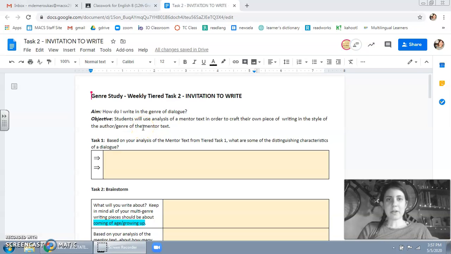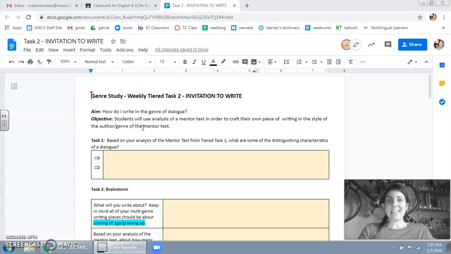Hey guys, I'm going to walk you through how to do task 2, which is called Invitation to Write. So at this point you should have done task 1, which was the invitation to notice, and by that I mean you read through a mentor text and you figure out what makes it that genre.